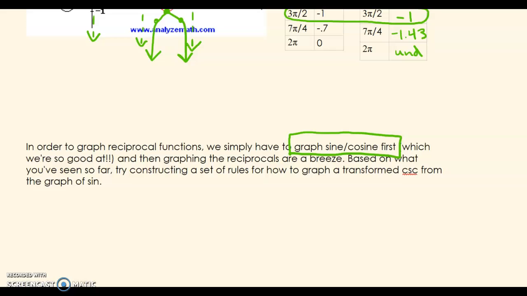Now what happens when our graphs have some sort of transformation? Like what if we have a cosecant graph that's been shifted to the left pi? Like, is that going to complicate things for us? What do you think? I want you to try constructing a set of rules for how we might graph a transformed cosecant graph from the graph of sine of x.